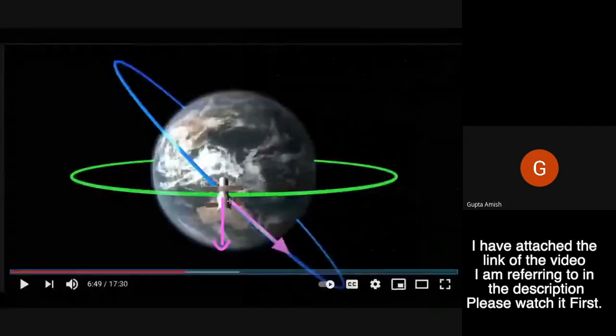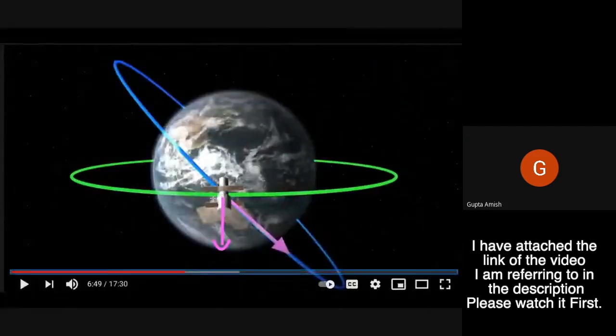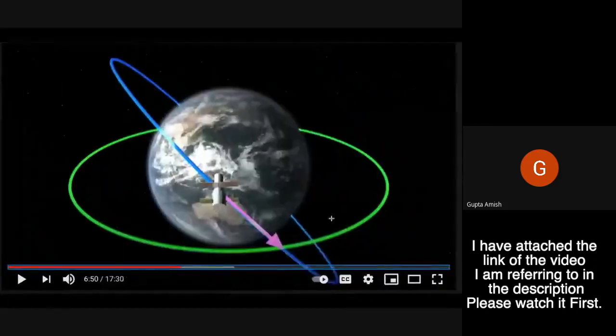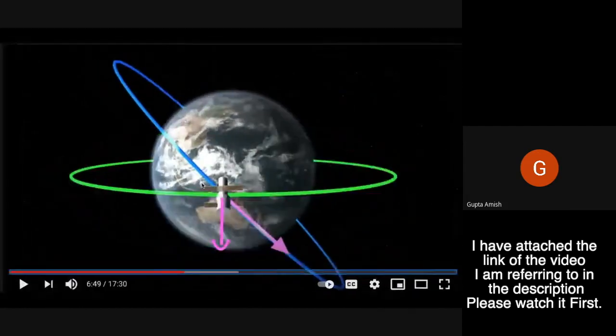If not, just look at this. This is Earth. This is a satellite which is rotating in this green axis around the Earth. If there's some impact, some kind of force that acts for dt moment that gives this satellite a velocity in this downward direction. Okay. So instead of the path becoming like this, the path is the blue one now, of the satellite. So carefully observe this.